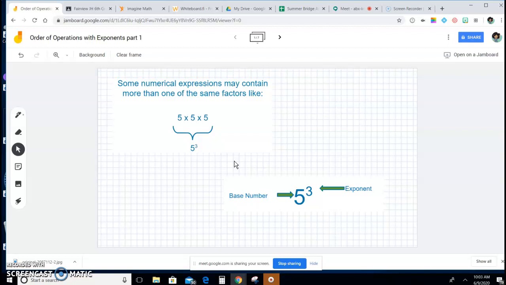because we want to make sure. So if you've just joined us, make sure you have some type of paper and pencil to write with, because we're going to be talking about exponents and order of operations.